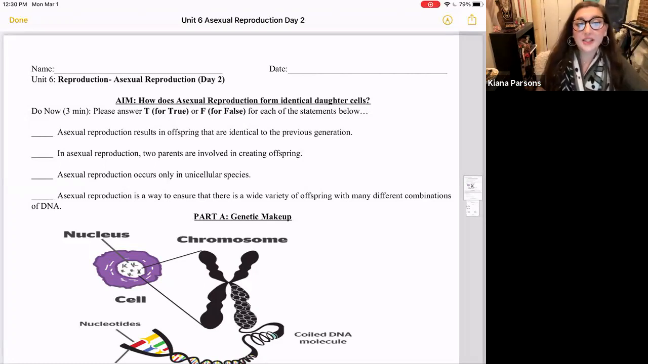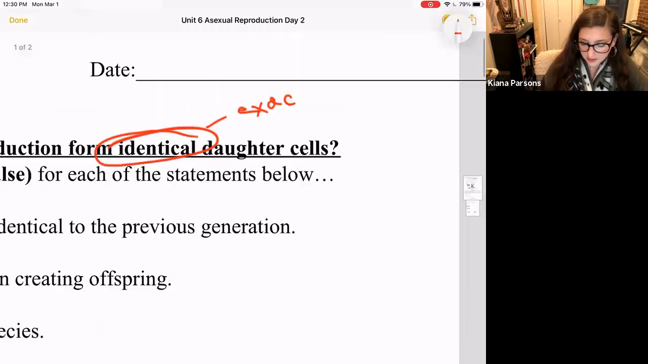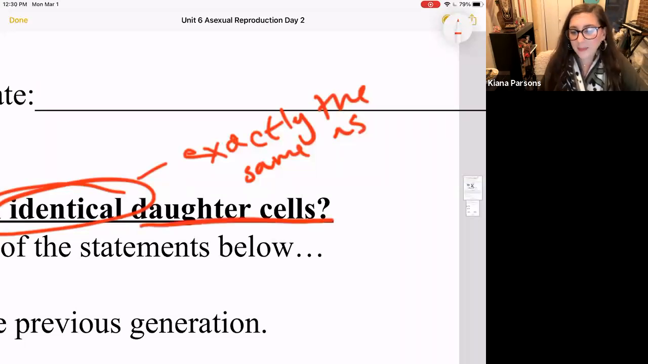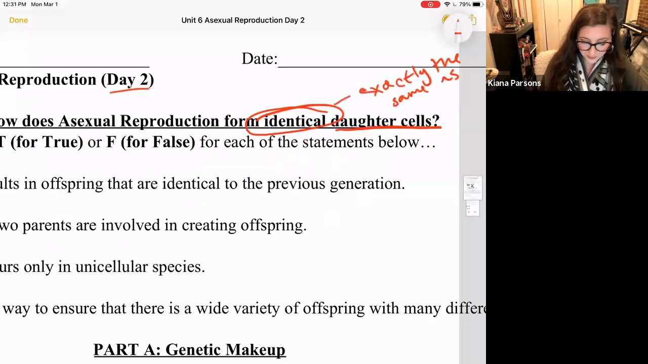Today we'll be looking at Unit 6 Reproduction, Asexual Reproduction, Day 2. And today's aim is how does asexual reproduction form identical daughter cells? Identical is referring to exactly the same as. And this phrase, daughter cells, is maybe new vocabulary, and this refers to the products of mitosis. We call those cells daughter cells.